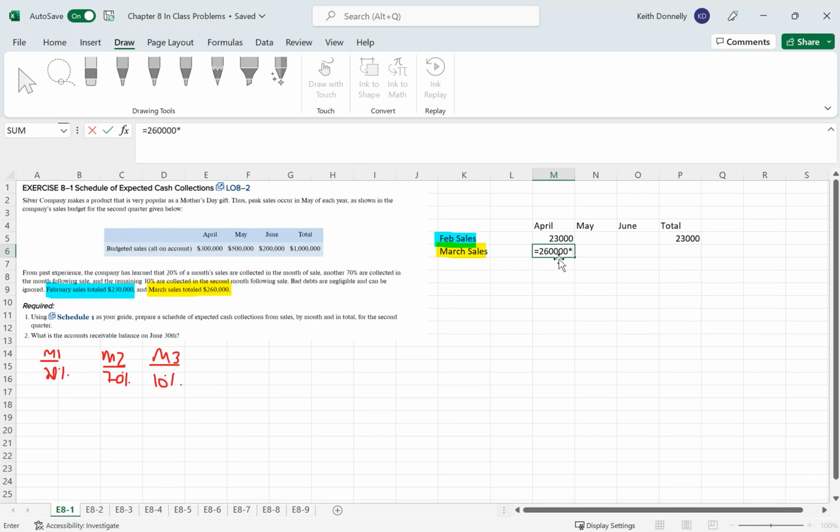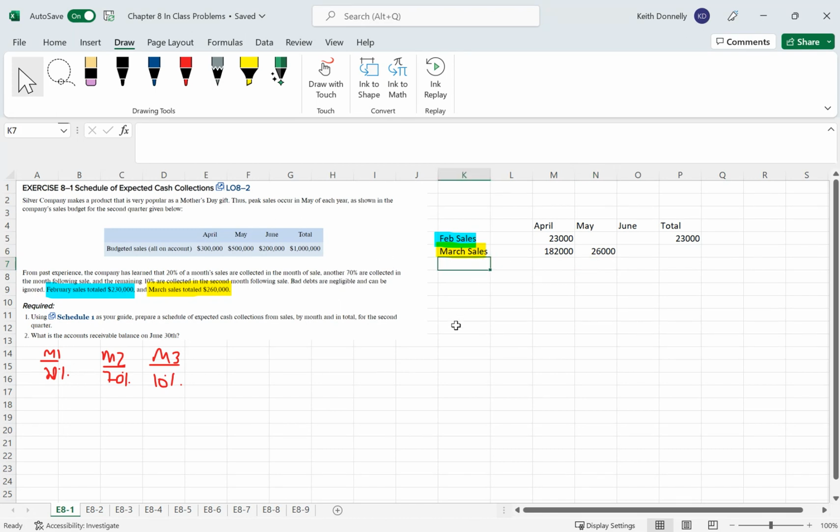So we would take the March sales of $260,000 times 70% in month 2, 182, and then we would take the 260,000 times 10% there for May. All you need to do is just graph it on here. Month 1, carry it over, carry it over.